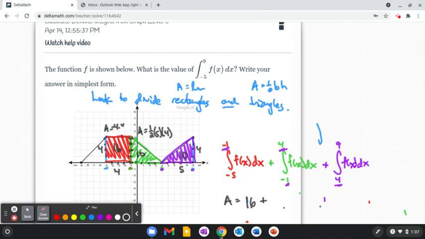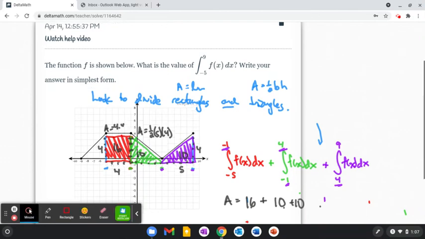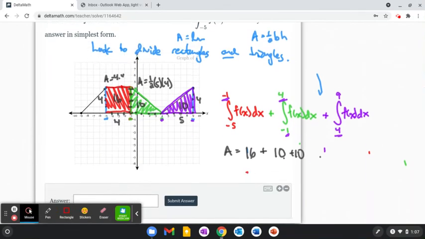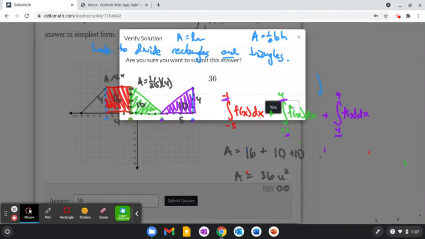So what I end up with is 16 plus 10 plus 10. And add those three together, and that will give me my area. That, of course, will be 36. If you were to attach units to it, it would be just units squared, because these are just units on our coordinate plane. No particular ones in this scenario. So I'm just going to go ahead and type in 36. You do not need to type in that units squared.